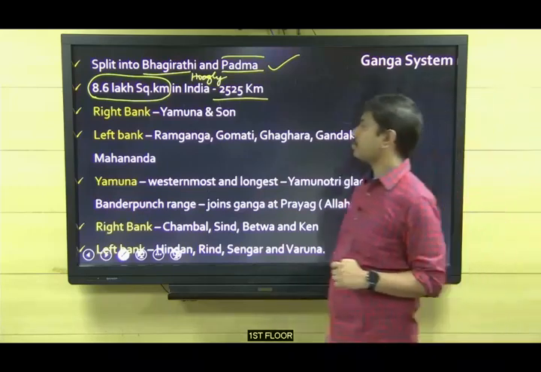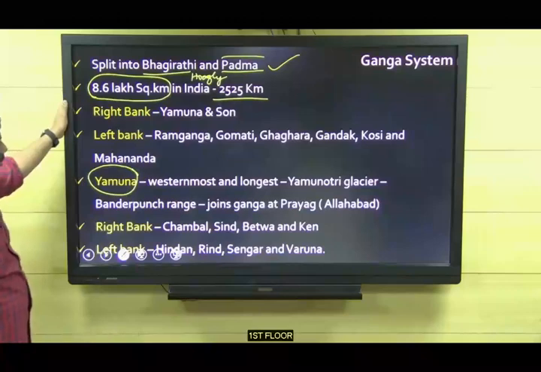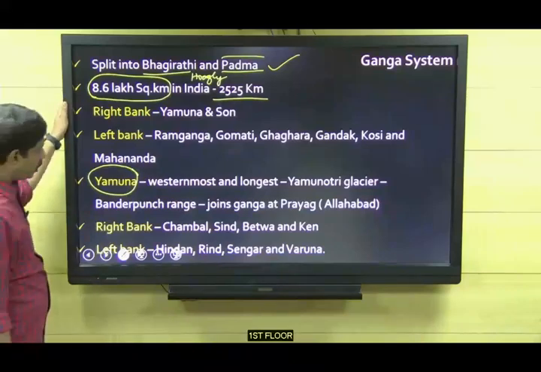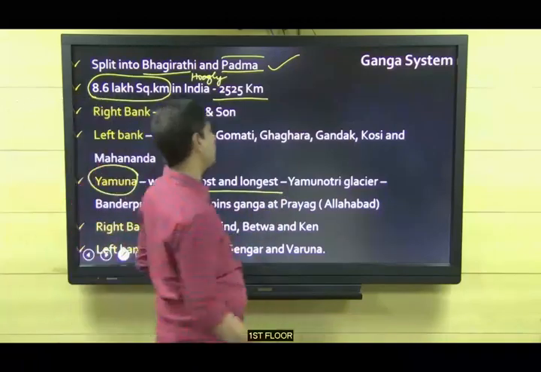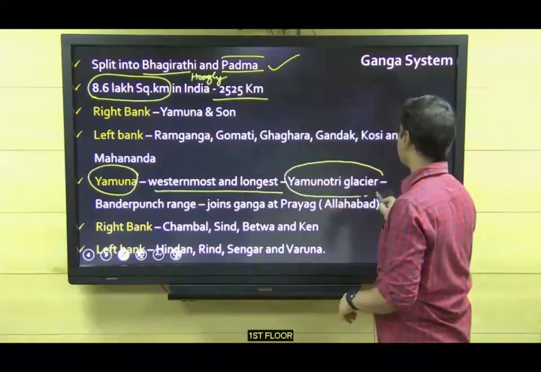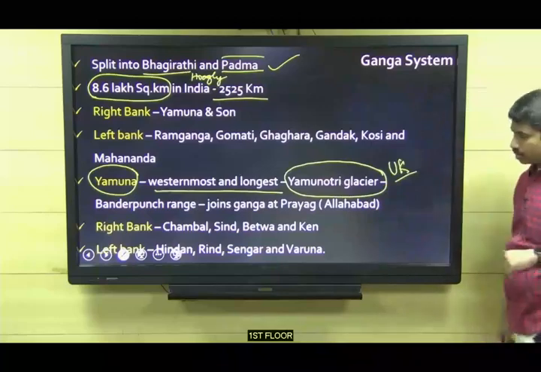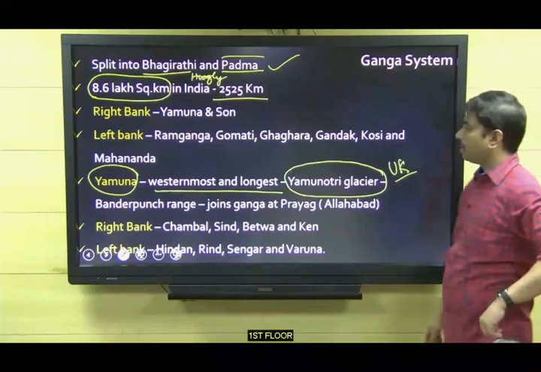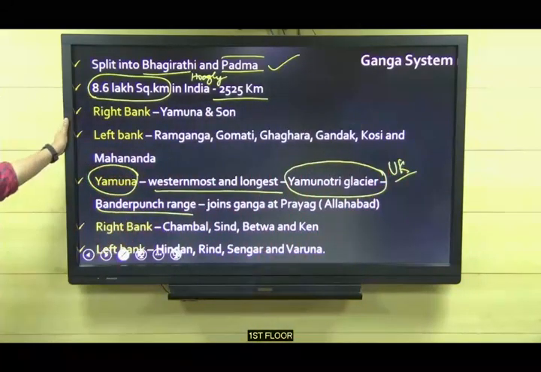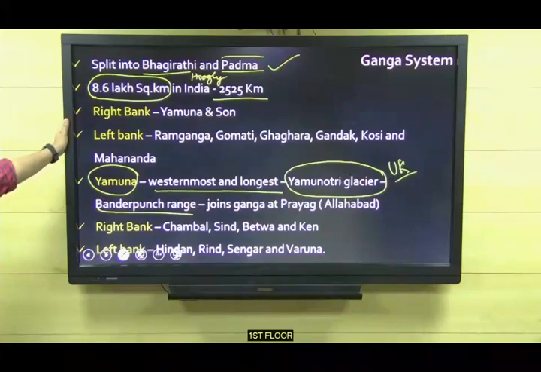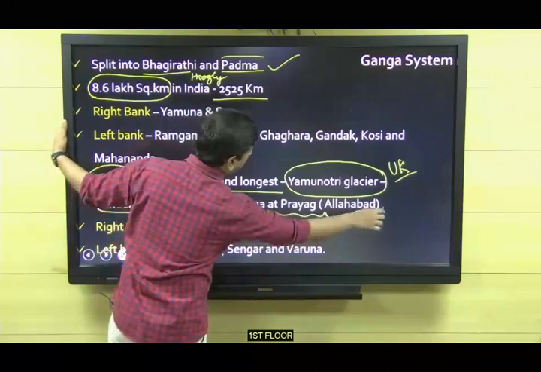And then Yamuna is one of the major rivers. Okay, Yamuna is a system in itself. Major river, westernmost and the longest tributary, and it originates from the Yamunotri glacier again in Uttarakhand. Yamunotri glacier in the Bandarpunch range, a small range known as Bandarpunch. That is a range where the Yamunotri glacier is located, and it flows and joins into Ganga at Prayag or Allahabad.